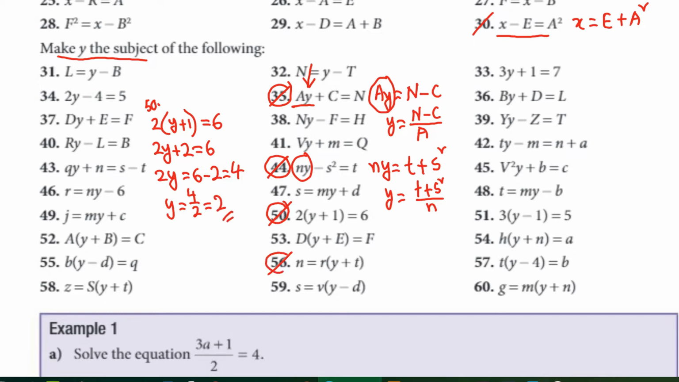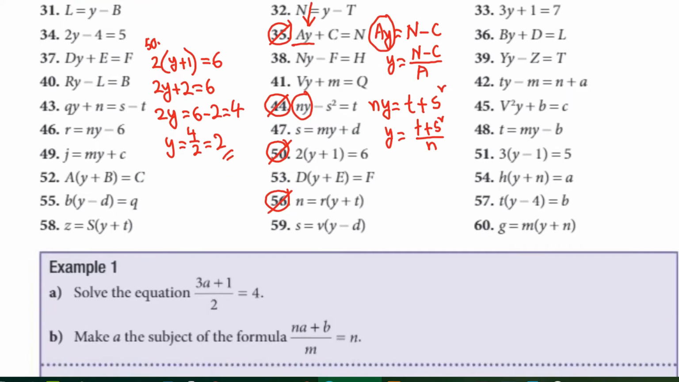Then 56, if we choose question number 56, it would be written here. This part we can write first, say ry plus rt on that side, and n is on the other side. So let me make ry as a subject from here, because our target is to make y as a subject. n minus rt you can write from there, then y equals to n minus rt divided by r, and this is our answer of this question.